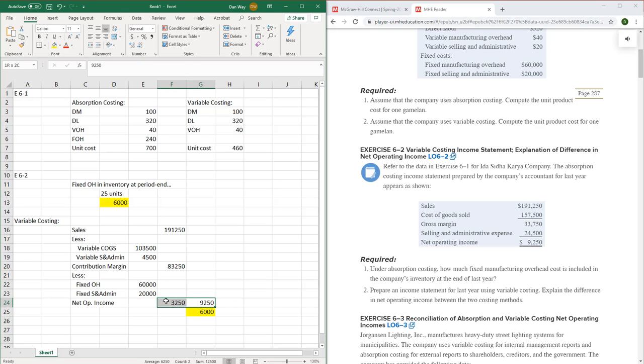Okay, so again, the difference in income between the two methods, $6,000, is entirely attributable to the fact that we've deferred $6,000 in fixed overhead costs in inventory under absorption costing only. Under variable costing, all that fixed overhead hit the income statement.